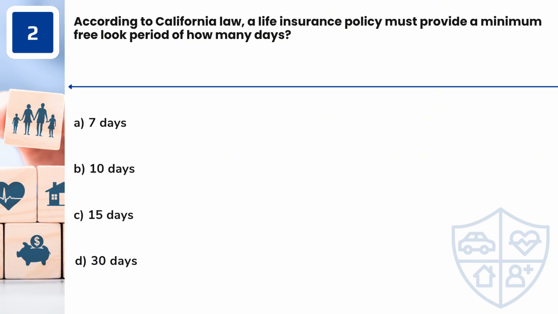Question 2. According to California law, a life insurance policy must provide a minimum free look period of how many days? A. 7 days. B. 10 days. C. 15 days. D. 30 days.